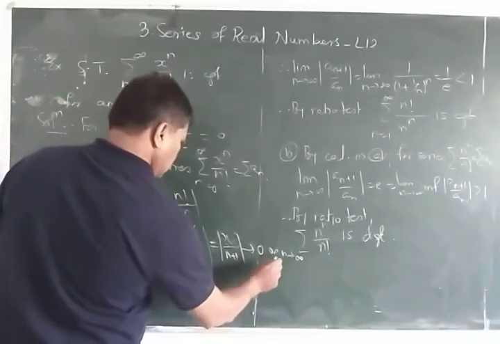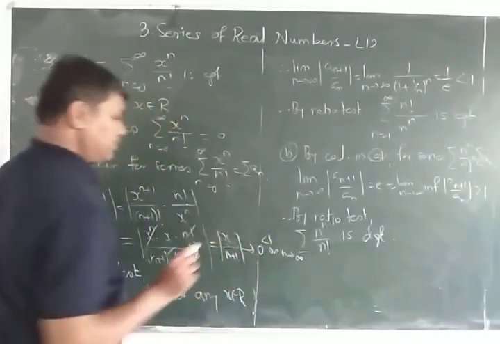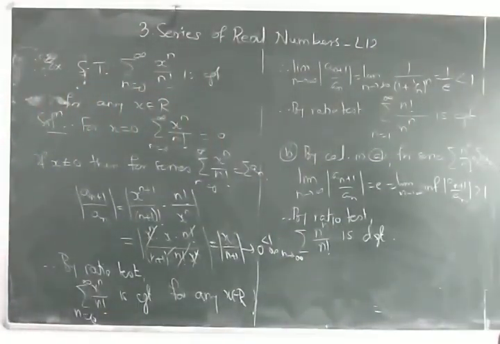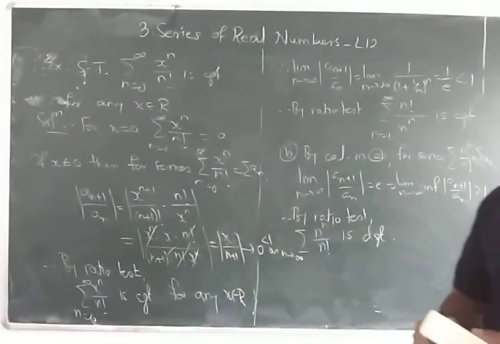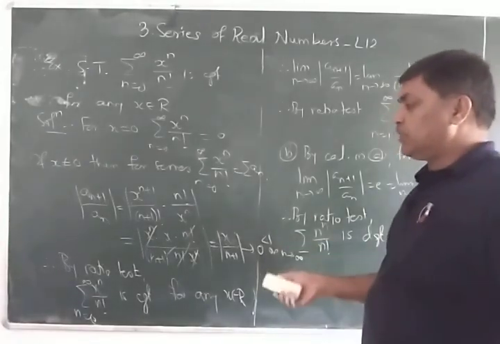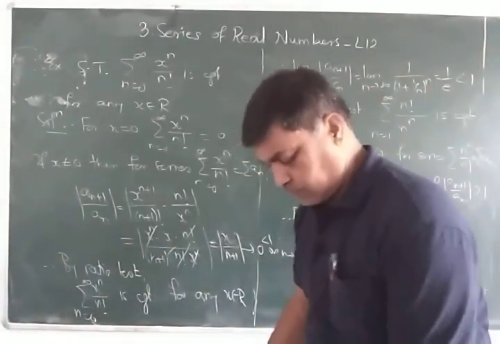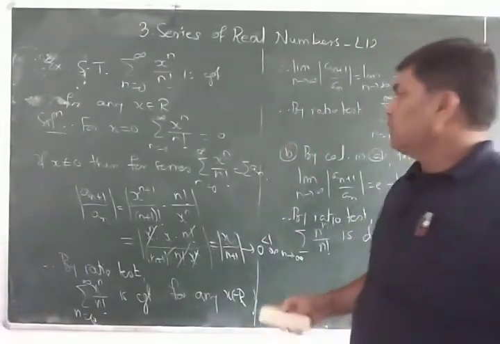0 is less than 1. So its limit is less than 1. So if the limit exists, then the lim sup of mod of a n plus 1 upon an is also the same. Is it clear?